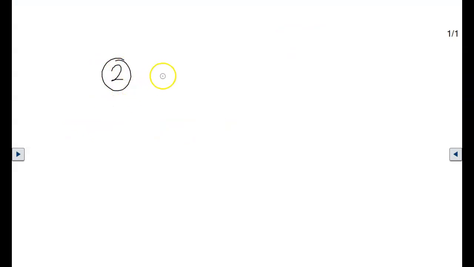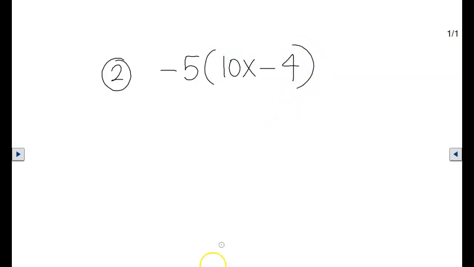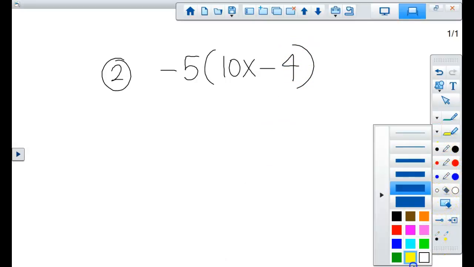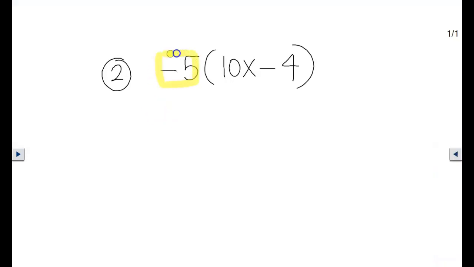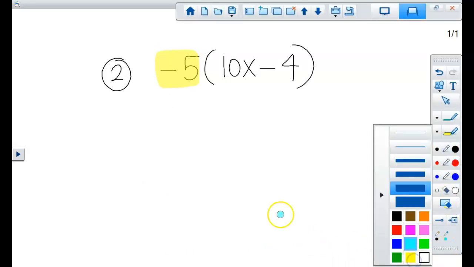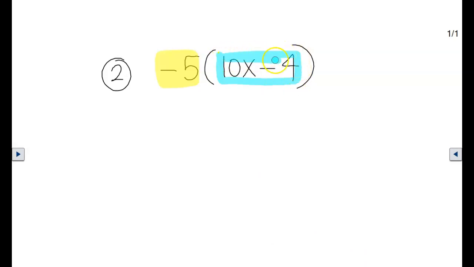All right, let's look at another problem. This time we are going to do a negative 5 times 10x minus 4. So a negative 5 times 10x minus 4. So notice in this problem what we want. We want to take the number negative 5 and we want to multiply it by the entire group 10x minus 4.